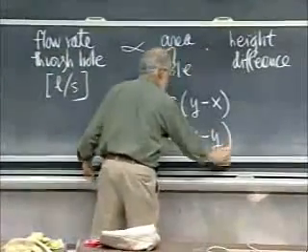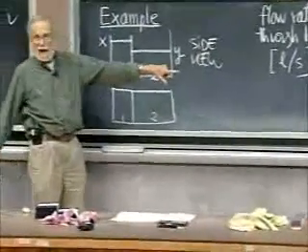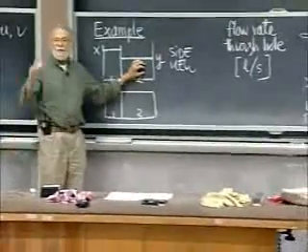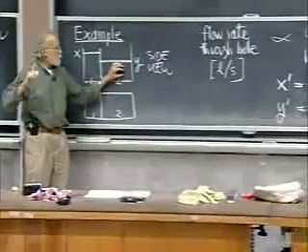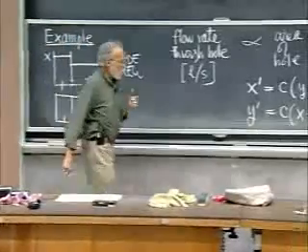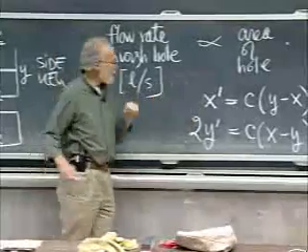But notice that the right-hand side is the rate at which fluid is flowing into this tank. That is not the rate at which y is changing. It's the rate at which 2y is changing. Why isn't there a constant here? There is. It's 1.